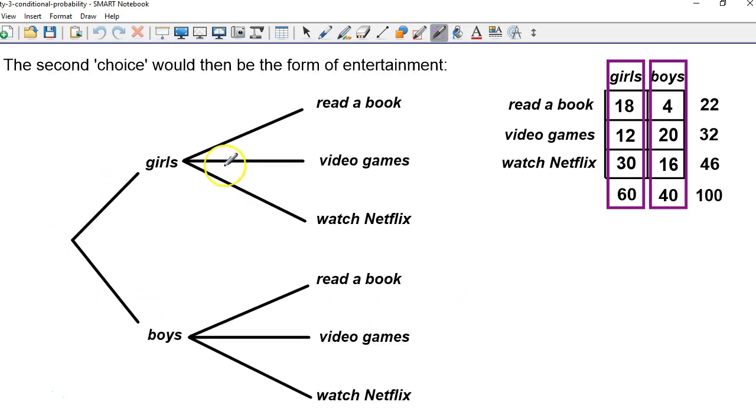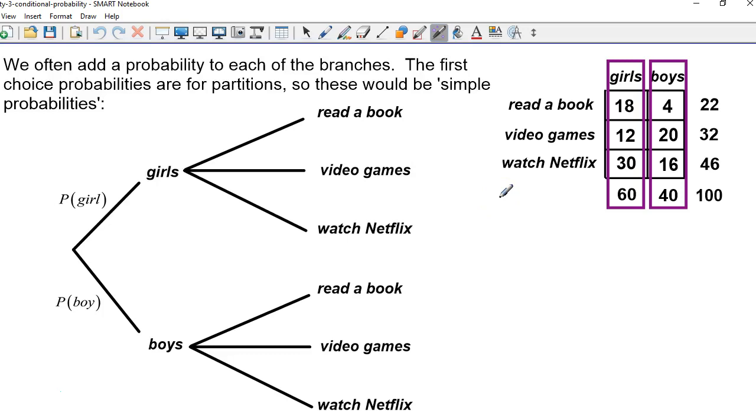And then for each choice there, girl or boy, we could say that the student either reads a book, plays video games, or watches Netflix as their favorite entertainment. So we could picture that as a tree. If I wanted to add probabilities onto this tree, the first probabilities would be simple probabilities. They're the probability of having a girl out of all 100. Since we're talking about out of all 100 students, this is not a conditional probability. It's what we call a simple probability. The probability of being a boy would be the number of boys out of all of the 100 students.